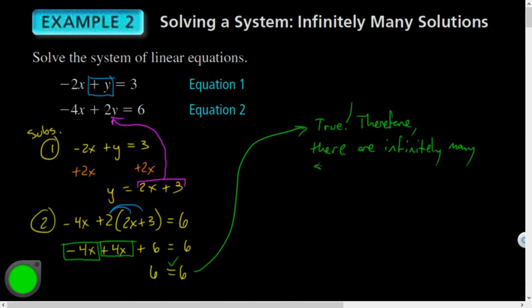Okay, so that's what it looks like when I have infinitely many solutions and I solve algebraically. My variables disappear, right? They killed each other, and I'm left with a true statement. If I'm left with a false statement, that means I have no solution. No solution, right? So you guys remember that from yesterday.